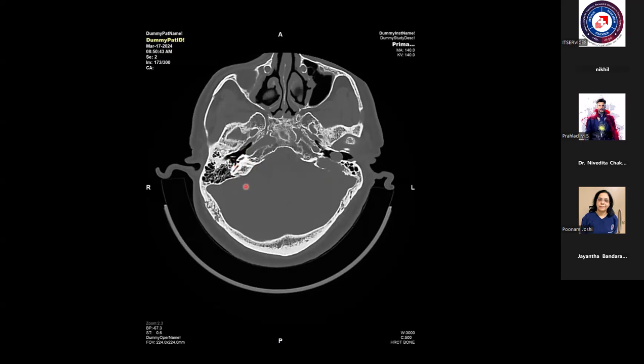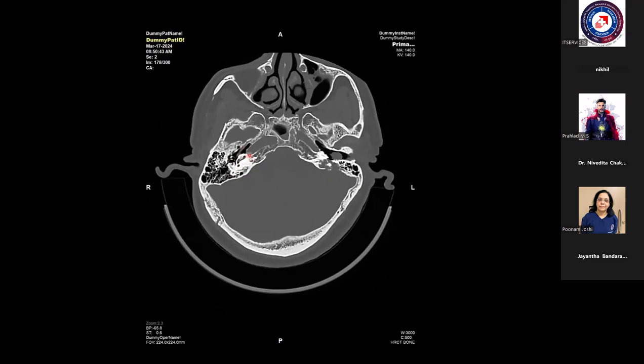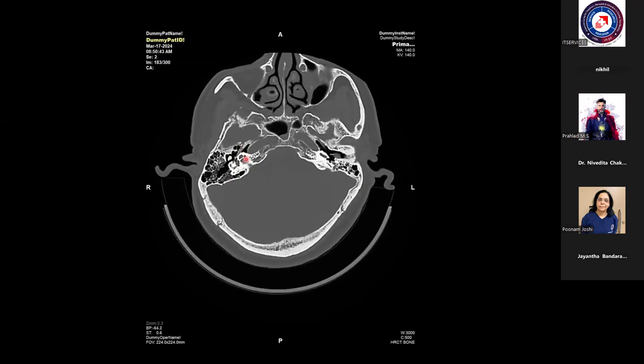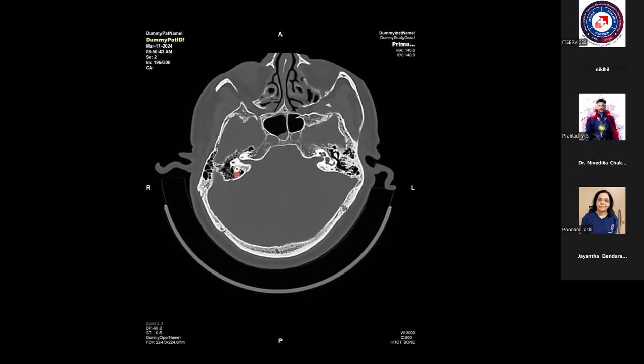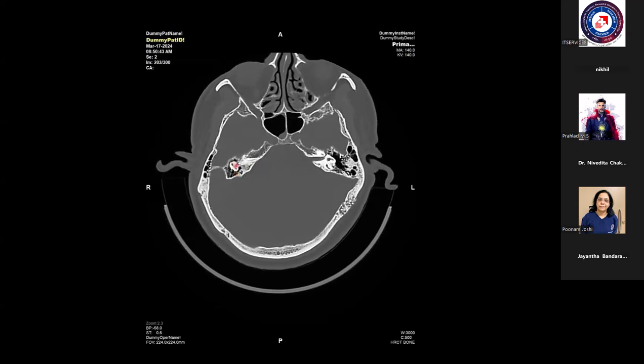Now again, I am going above. So what do we see now? These are the cochlear turns that are becoming visible. Now this is the vestibule. This is again the posterior semicircular canal. And now superiorly as we are going, we can see this is the superior semicircular canal. So these are the inner ear structures. Now I'll come from superior to inferior.